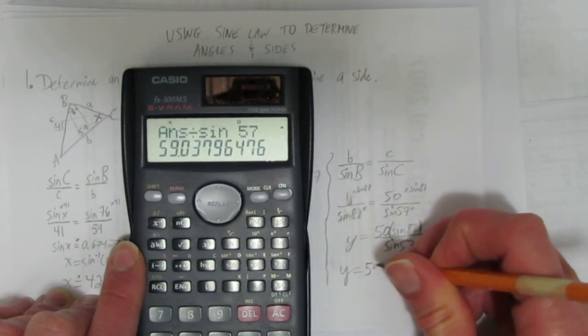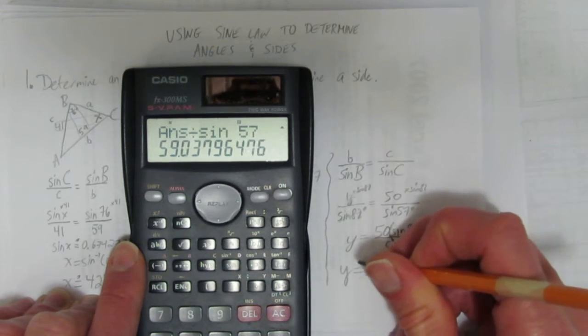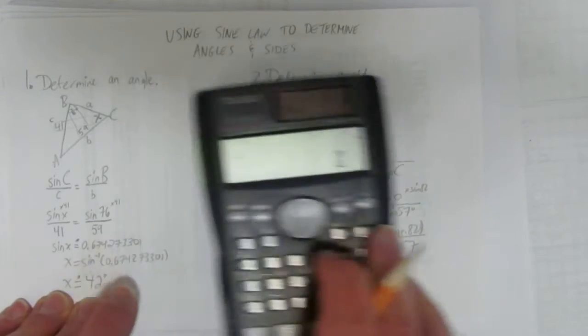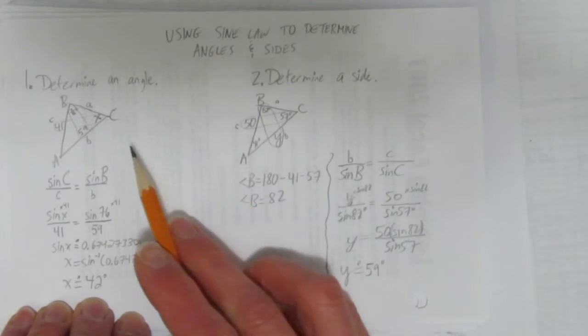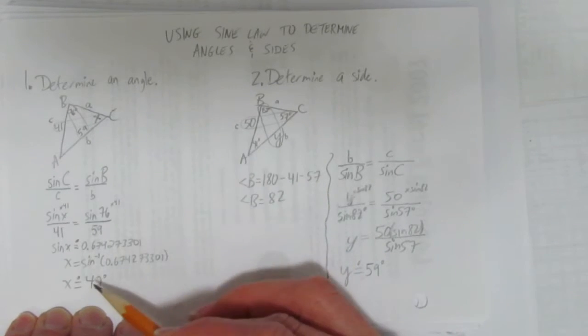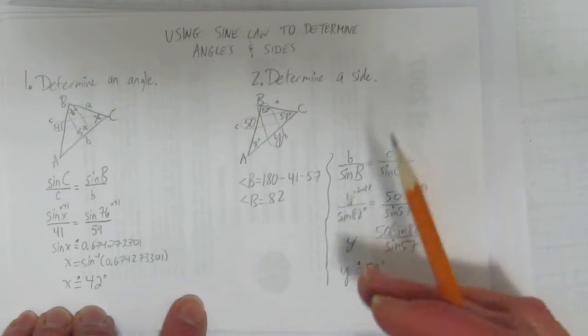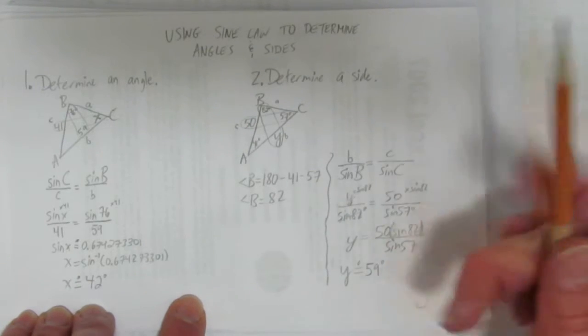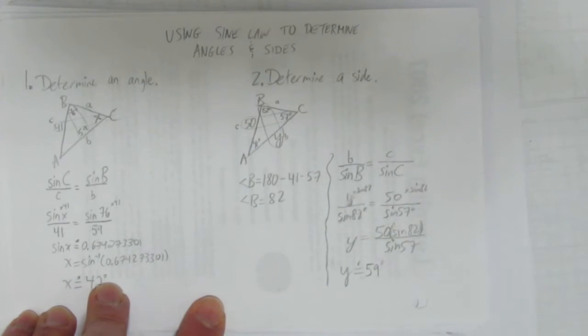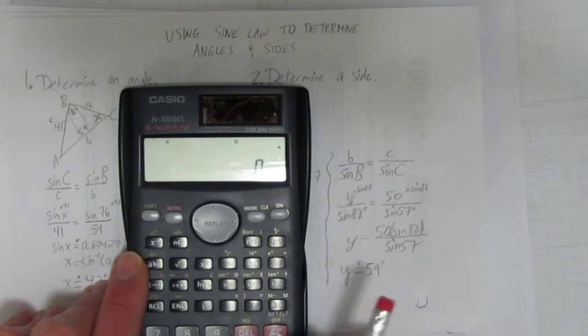Round to the nearest degree. I get 59 degrees. Put a rounding dot. So in both of these questions I use sine law. In the first question I use sine law to determine an angle. On the second one I was determining a side and I said it was degrees. That's crazy talk. Better fix that. Let's do that right now.